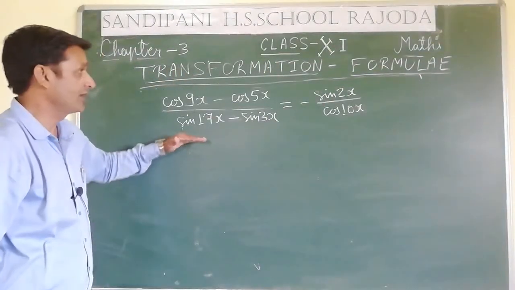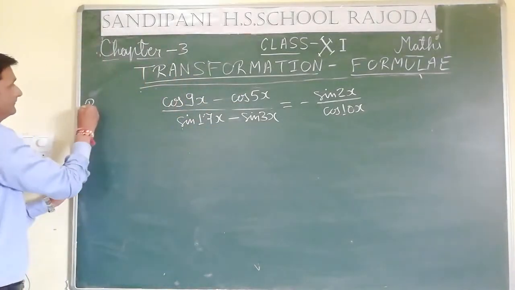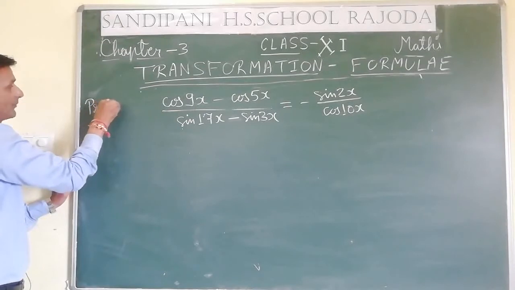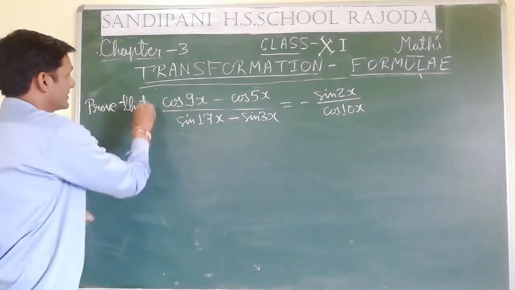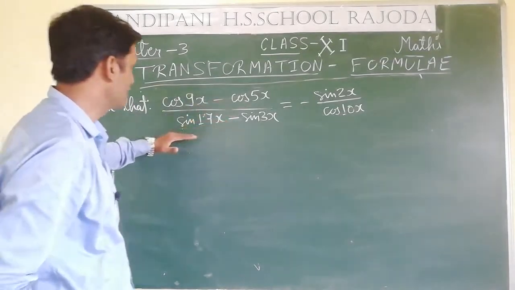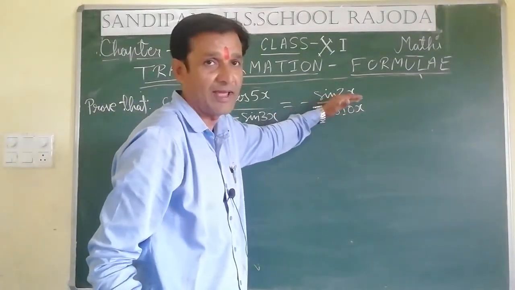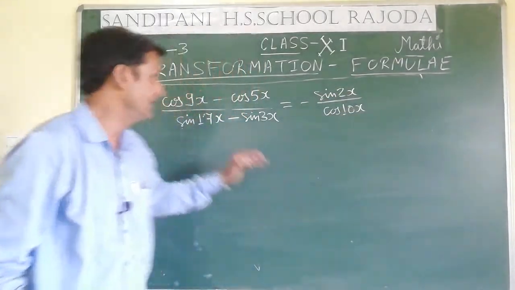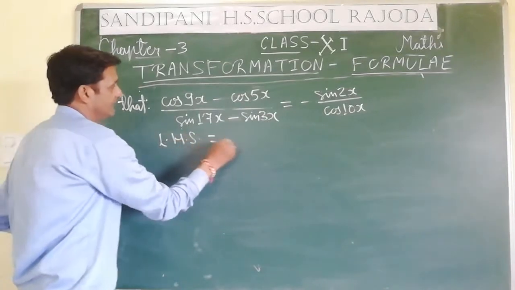So one question related to transformation formula. Here we have to prove this question. Prove that cos 9x minus cos 5x upon sin 17x minus sin 3x is equal to minus sin 2x upon cos 10x. This we have to prove. So first of all consider the LHS.